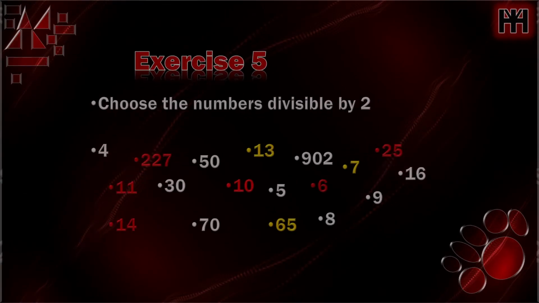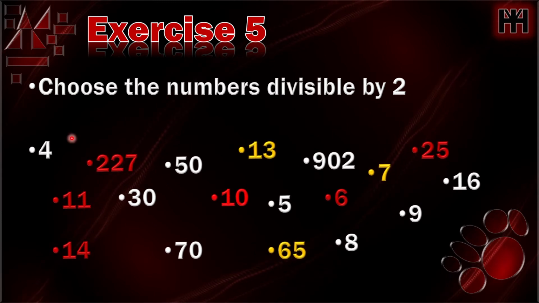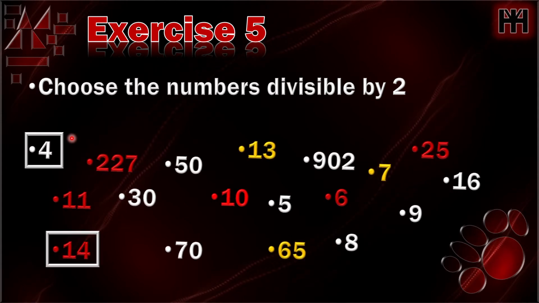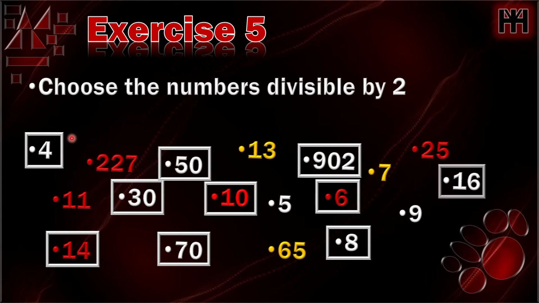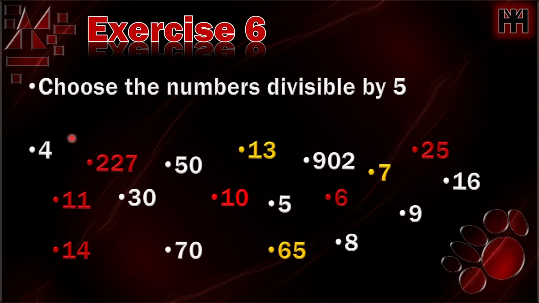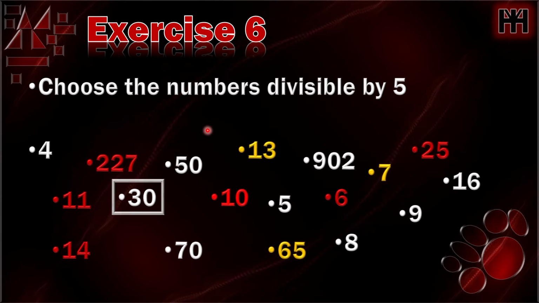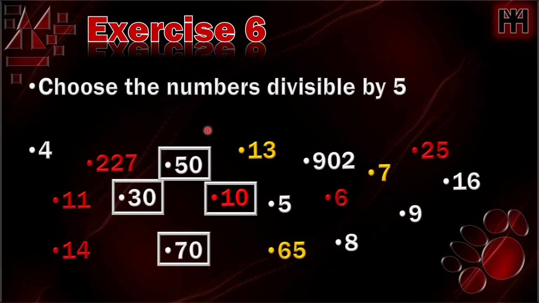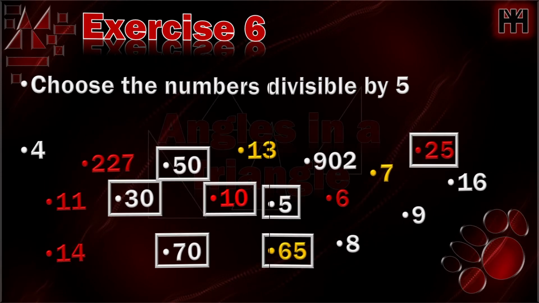Okay? Okay. Exercise 5. Choose the numbers divisible by 2. Let's see here. We have the 4. Its last digit is even. 14, 30, 50, 70, and 10, and 102, 6, 8, 16. Okay, choose the numbers that are divisible by 5. Let's see what are the numbers that end with 0 or 5. So we have 30, 50, 70, 10, 5 of course, 65, 25, and that's it.